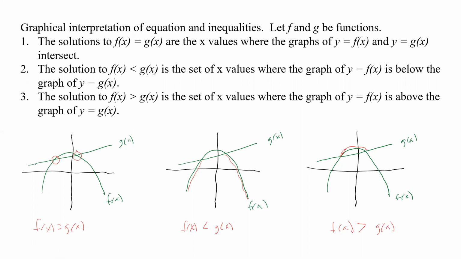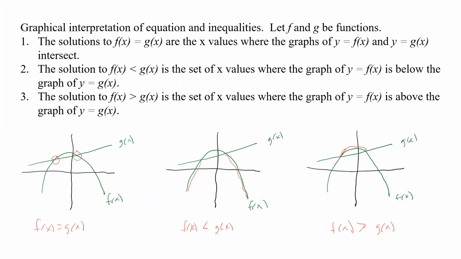So if we look here, the first one's a case where they intersect. It comes down here like this, and the only solutions are those points right there. Okay, and so that's when f of x is actually equal to g of x.